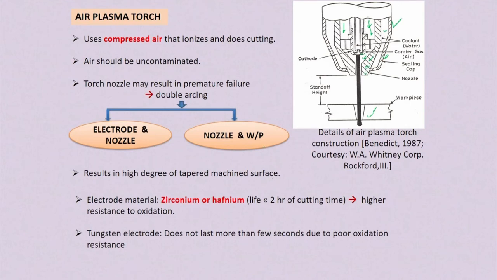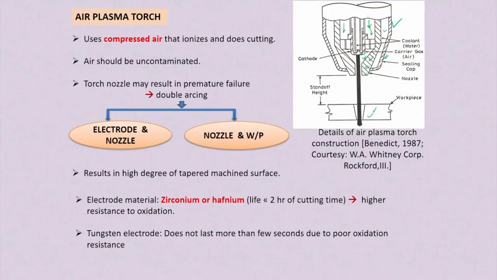This kind of air plasma torch results in a high degree of tapered machined surface. The machined or cut surface on the workpiece shows a high degree of taper. The electrode material used for this kind of air plasma nozzle is hafnium or zirconium. This hafnium and zirconium has about 2 hours of life. This kind of material is used because it has a high resistance to oxidation.